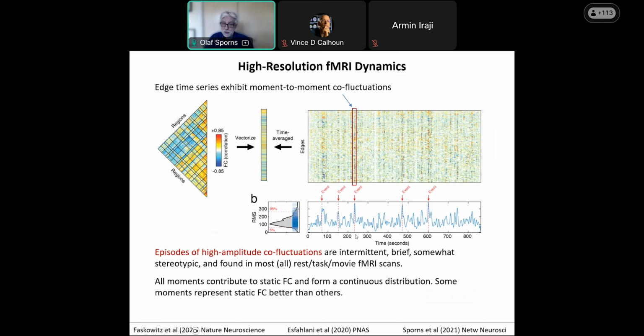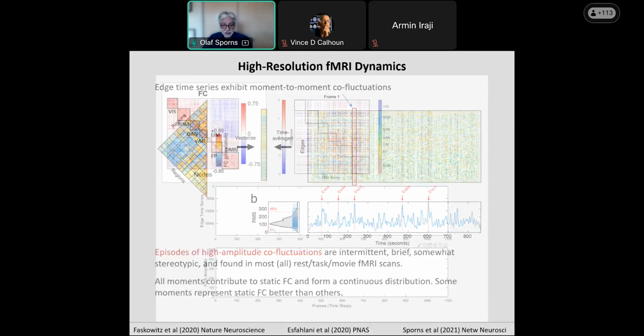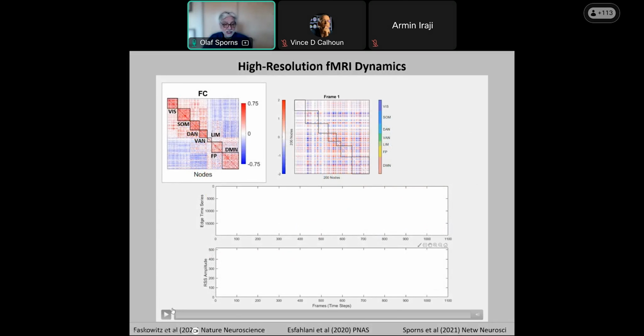And they happen to be moments that are more representative of the static functional connectivity, I think for mathematical reasons, because they have larger amplitude, they factor into the calculation more. There are lots of things that we can do with edge time series and events.